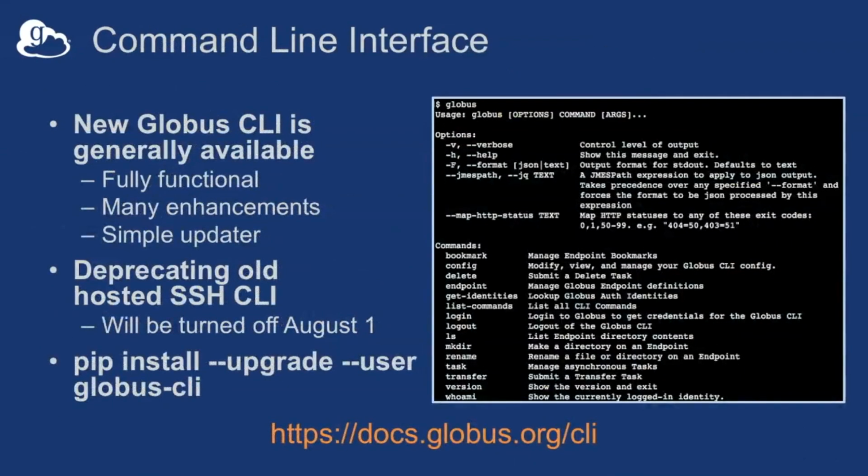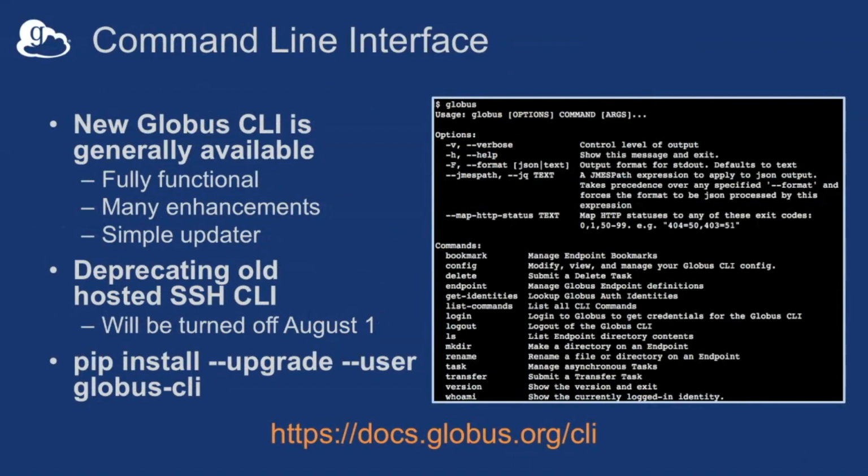All right, so moving on to the next item, the Globus command line interface. The big thing here, which we announced a few months back, is that we are deprecating our old SSH hosted CLI, right? This is where you could SSH to cli.globusonline.org and use the sort of remote shell remotely to do things.